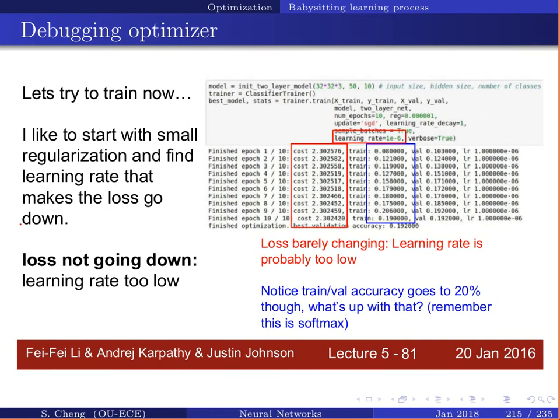Actually, one thing to point out here, I'm not sure you can see it clearly: the cost is not going down. The cost is still 2.3-something, almost the same thing here. But the accuracy is actually going up from 0.08 to about 0.2, 0.19. Can you think of a reason for that?